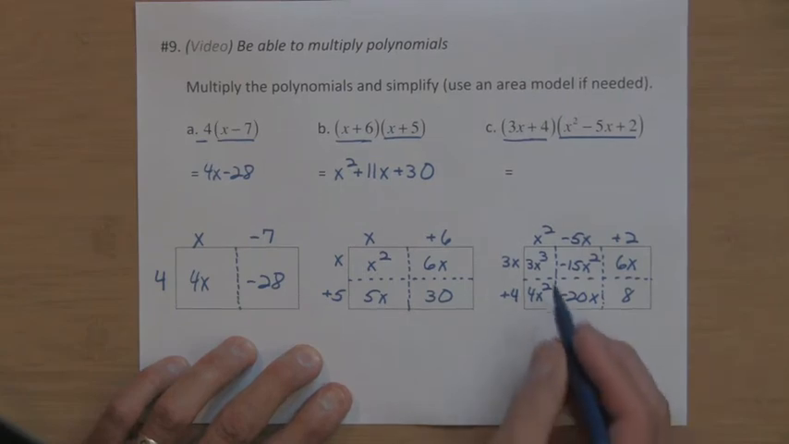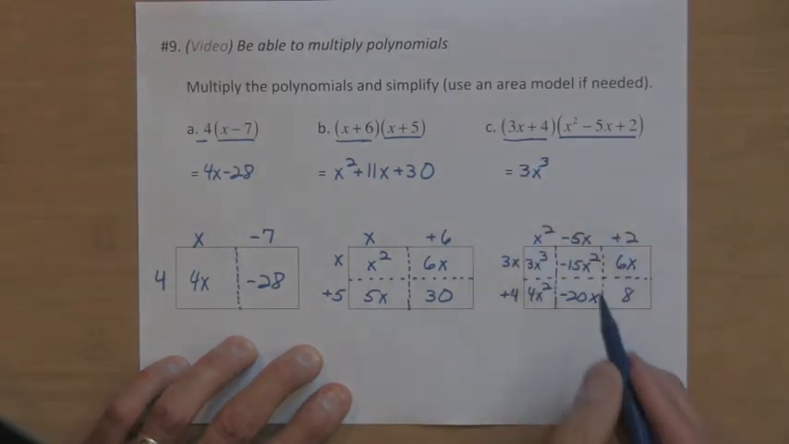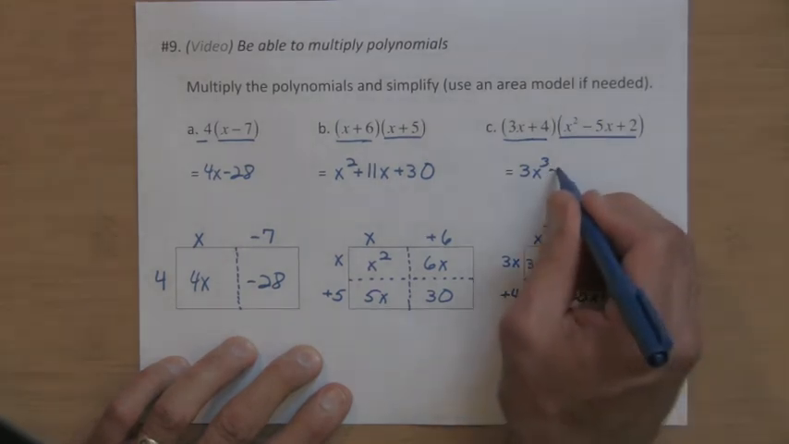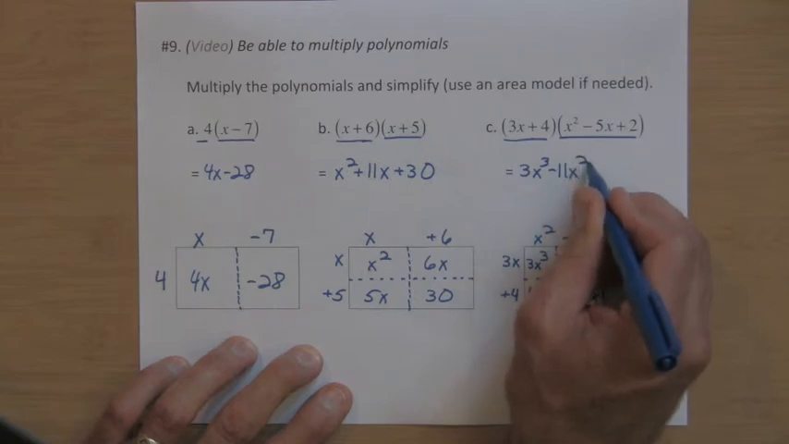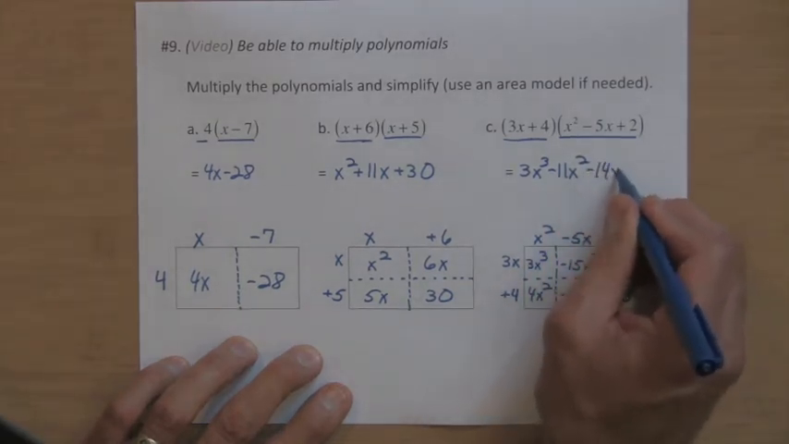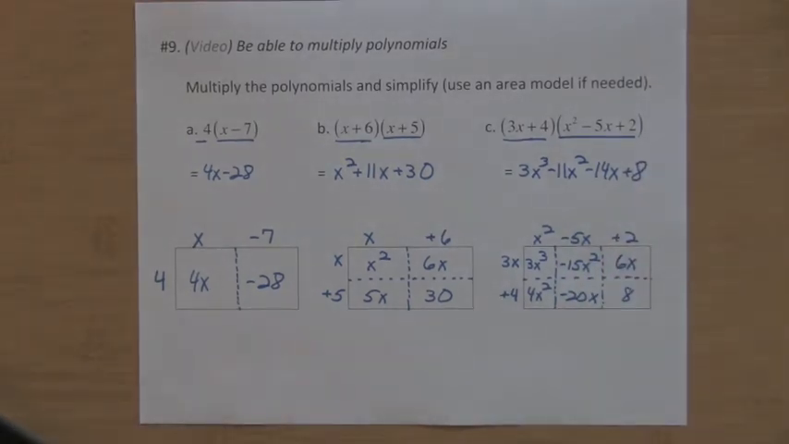Let's see if we have any like terms. 3x cubed is the only x cubed term. I have minus 15x squared and 4x squared. That makes minus 11x squared. And then I have 6x and minus 20x, that makes minus 14x. And then I have plus 8. So that is the product of those two polynomials.